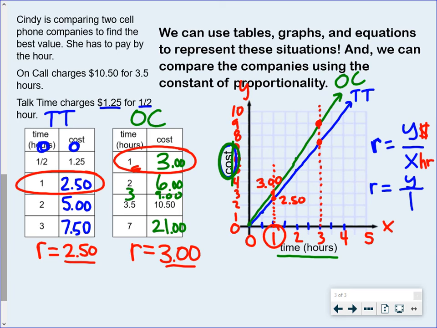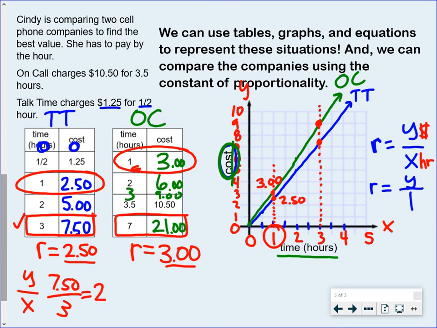You could also use other points from the graph, or the table as well. Let's say I chose this one and this one. Well, if it's y over x for talk time, with this point I chose, it's going to be 7.50 divided by 3. And that comes to equal 2.50. Same answer, right? For this one on call, it's going to be 21 over 7, which equals 3. So their rate's still 3.